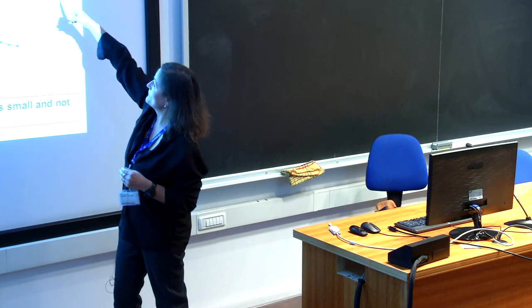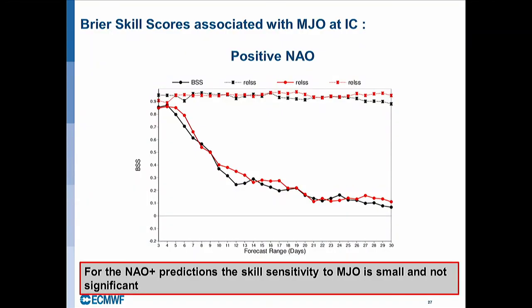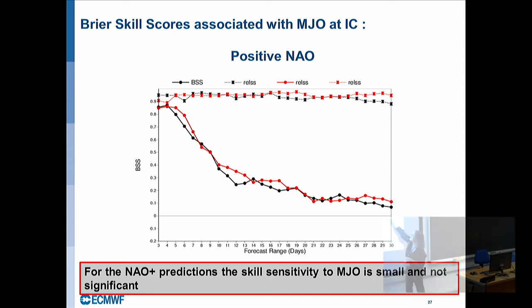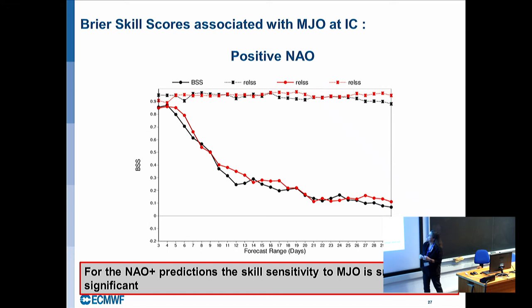And then the curve, the almost parallel curve over there, parallel to the x-axis, is actually the reliability skill score, which gives you a measure of how the probability of the forecast matches the frequency of occurrence of the event. And so you can see that the difference between these two curves is not very large, and in fact is not even significant. So the statement we can make here is that for the NAO positive prediction, the skill sensitivity to MJO is small and not significant.